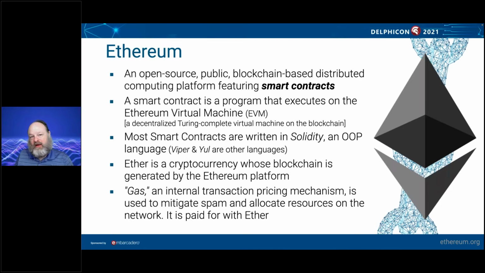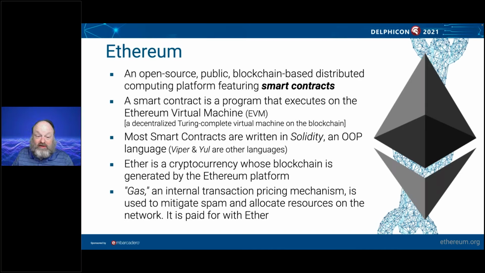One of the big things, though, that Ethereum does is introduce what's called smart contracts, which I'll talk about more later. But a smart contract is a program that executes on the Ethereum virtual machine, which is a decentralized Turing-complete virtual machine on the blockchain. So a smart contract is essentially a program that does some sort of transaction based on various things that runs on the blockchain.